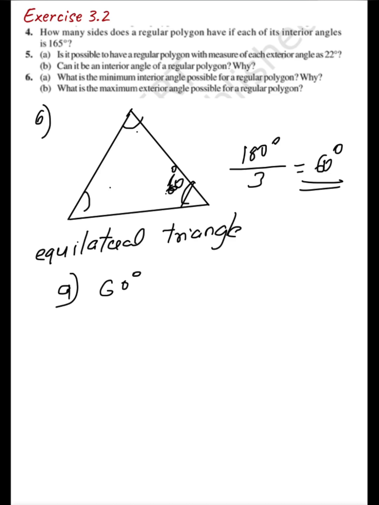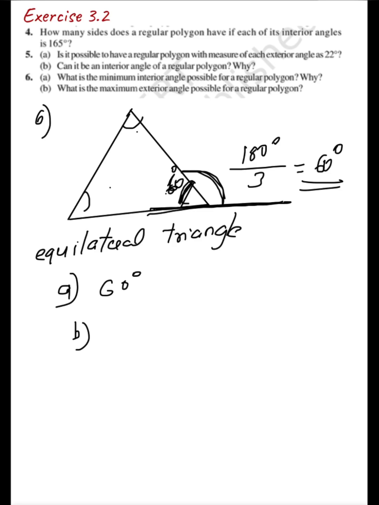Okay, now what is the next question? B is, what is the maximum exterior angle possible for a regular polygon? Okay, it can be easily found out from the first question itself. How? Because this will be the exterior angle then. So this is the minimum for an equilateral triangle. When we are considering the regular polygon, interior angle is minimum for what? Equilateral triangle. Then you can tell that for the same equilateral triangle, the exterior angle will be the maximum. Okay, this exterior angle will be the maximum.